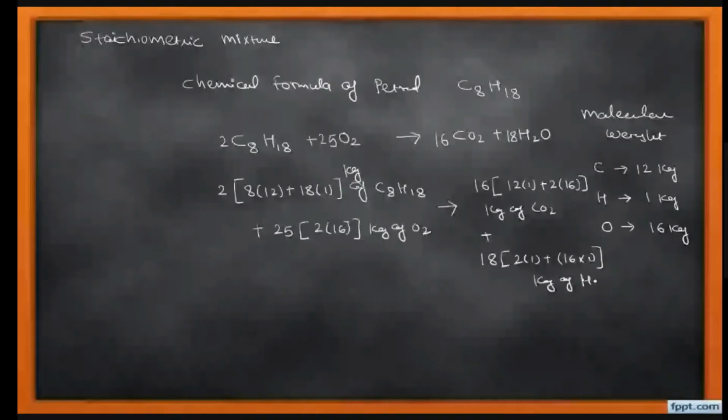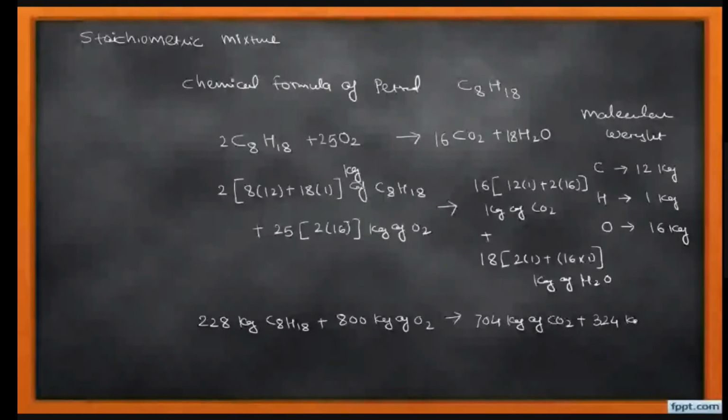So in our final expression, we get 228 kg of petrol, or we write C8H18, plus 800 kg of O2, which produces 704 kg of CO2 plus 324 kg of water. So students, we need to calculate the air requirement for 1 kg.